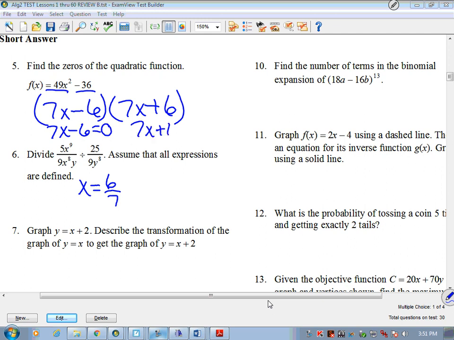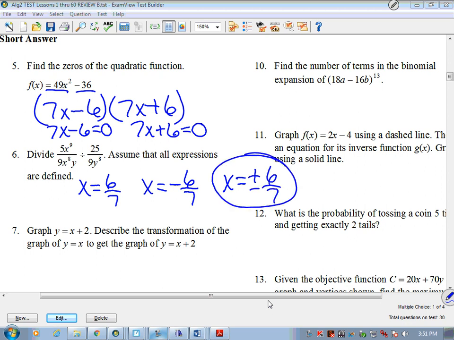Same thing over here. 7x plus 6 equals 0. Subtract 6, divide by 7. X equals -6/7. So we could say x equals positive or negative 6/7. Okay, again, that's the work that we expect to see on a question like that.